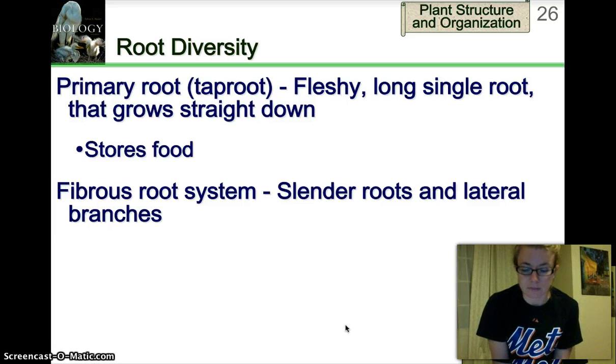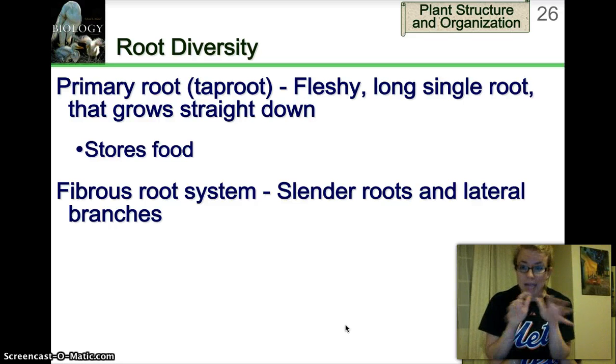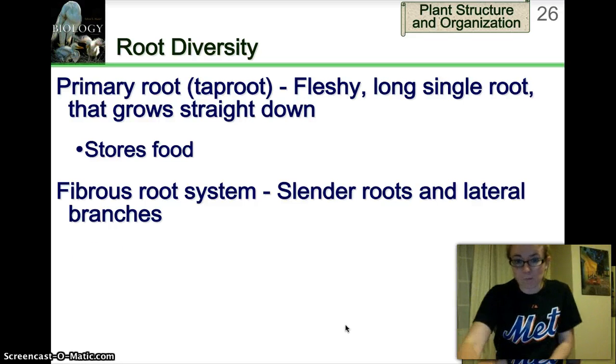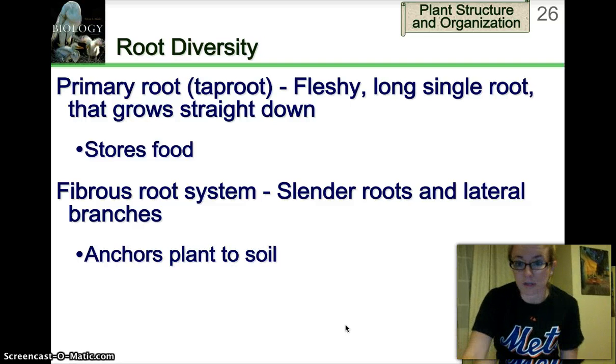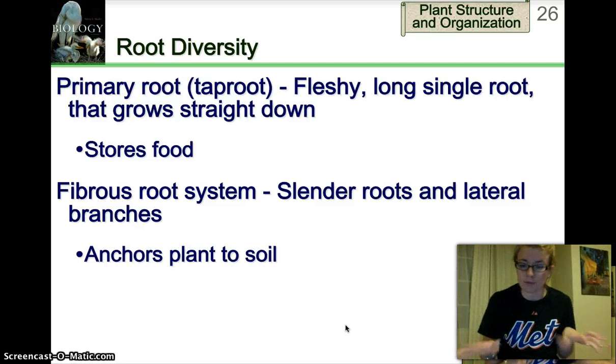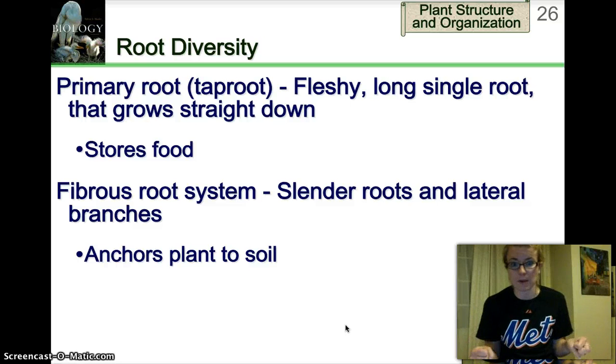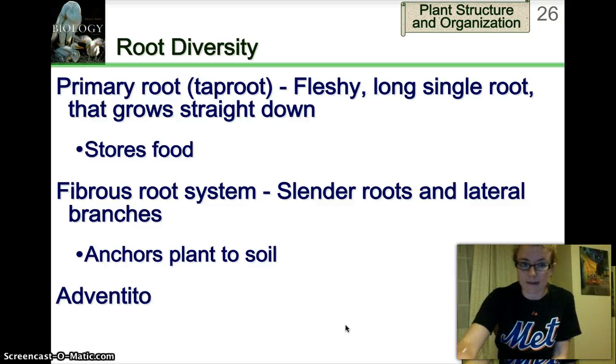Then there's a fibrous root system, and this is what you are probably the most familiar with. This is what's underneath most flowers and things like that. They are slender roots and lateral branches. So there's been a lot of sideways growth coming from the pericycle. And these help anchor the plant to soil. If we spread off a lot of different ones, it's going to hold onto the soil as tightly as possible and not let the plant move very easily.